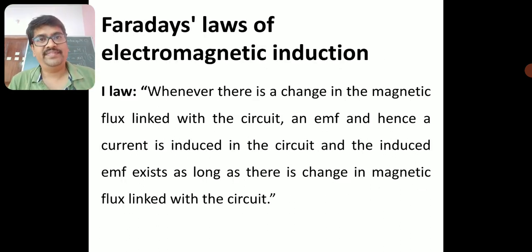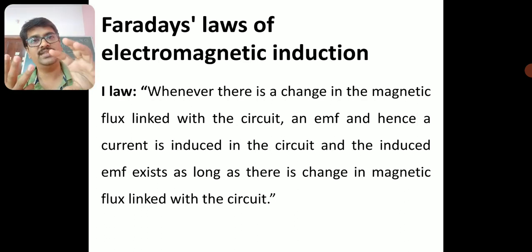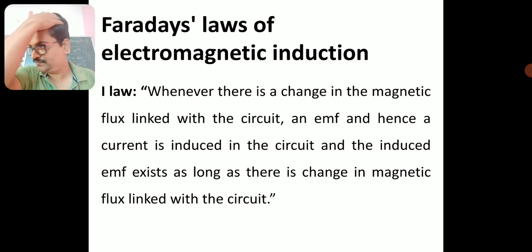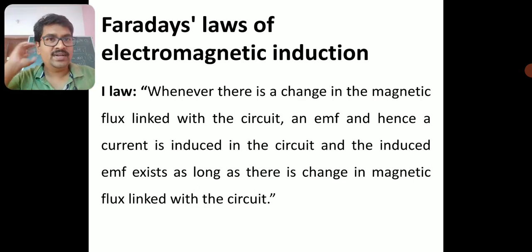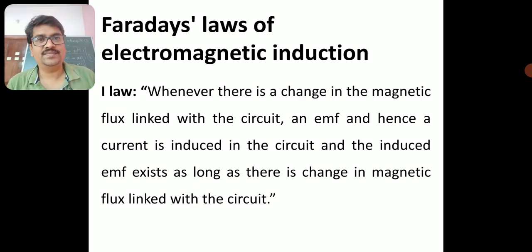Right, now after understanding all these three experiments: experiment 1, which is the Coil-Magnet experiment, experiment 2, the Coil-Coil experiment, and experiment 3, again the Coil-Coil experiment, by increasing and decreasing the current. Now we will see what Faraday's law of electromagnetic induction is. The first law says that whenever there is a change in the magnetic flux linked with the circuit, an EMF and hence a current is induced in the circuit. So induced EMF exists as long as there is a change in the magnetic flux linked with the circuit. Okay, this is all known.